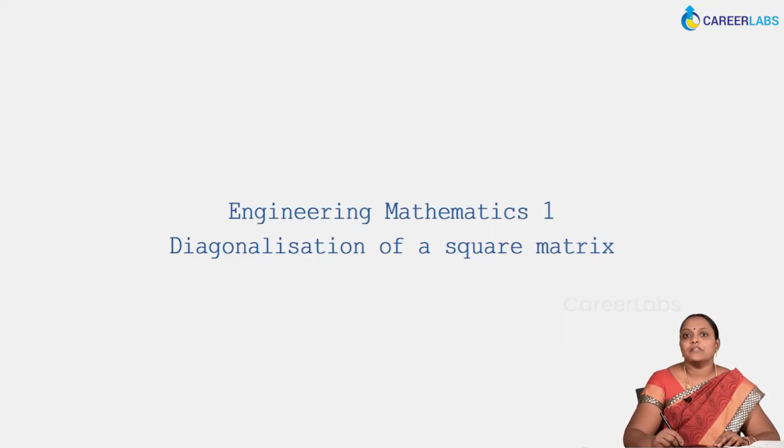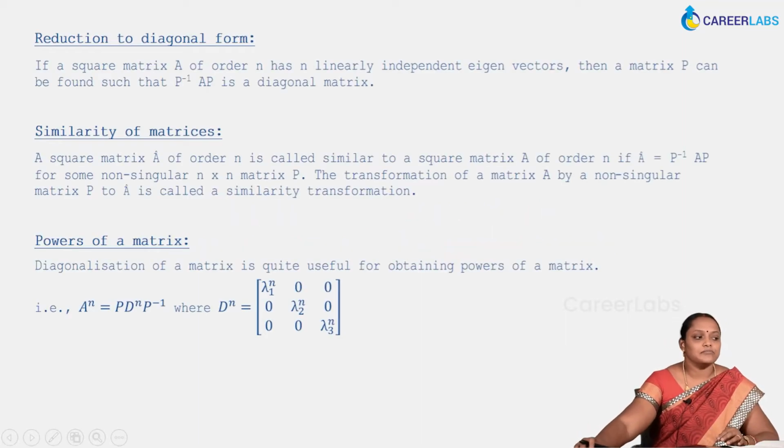So in this video we are going to learn about diagonalization of a square matrix. So, reduction to diagonal form. If a square matrix A of order n has n linearly independent eigenvectors, then a matrix P can be found such that P inverse AP is a diagonal matrix.